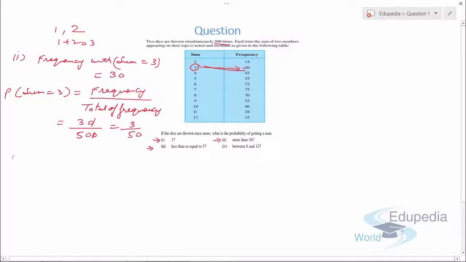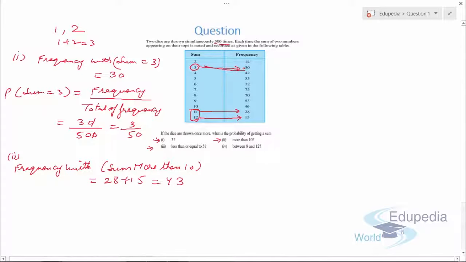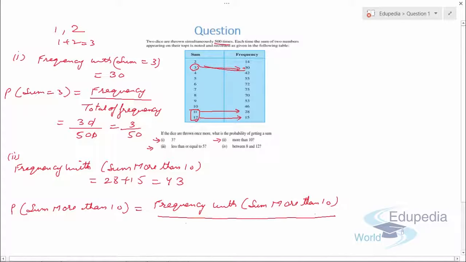Now the next part asks what is the probability that the sum is more than 10? More than 10 means we have to consider 11 and 12. So this means we have to add this frequency and this frequency. We can say the frequency with sum more than 10 will be equal to 28 plus 15, which equals 43. So the probability with sum more than 10 equals the frequency with sum more than 10 upon the total of frequency, which will be 43 upon 500. So this is how we solve this question.